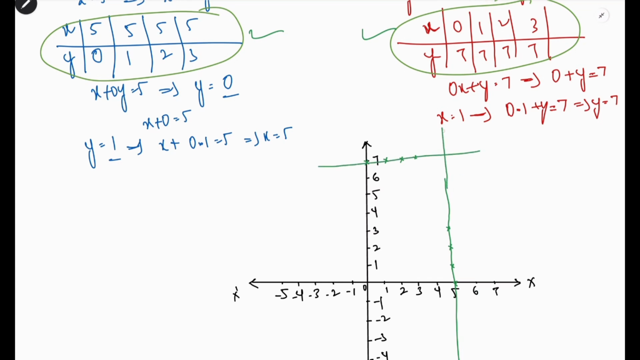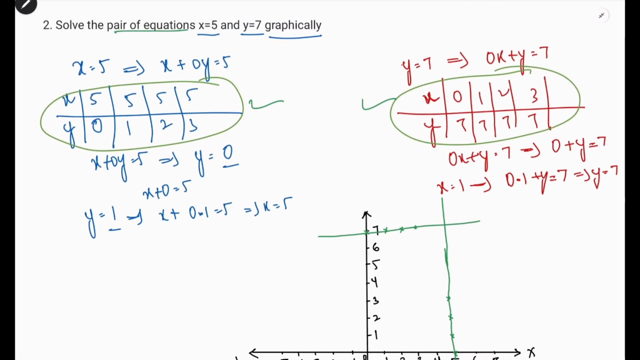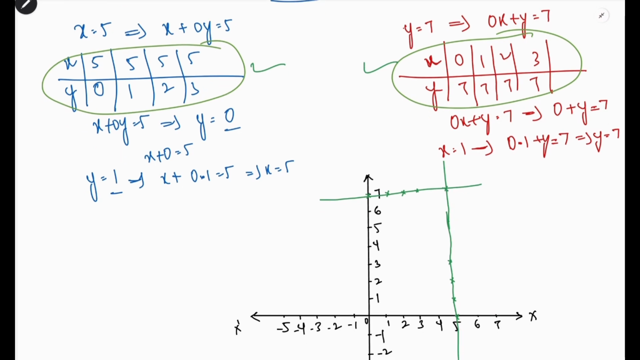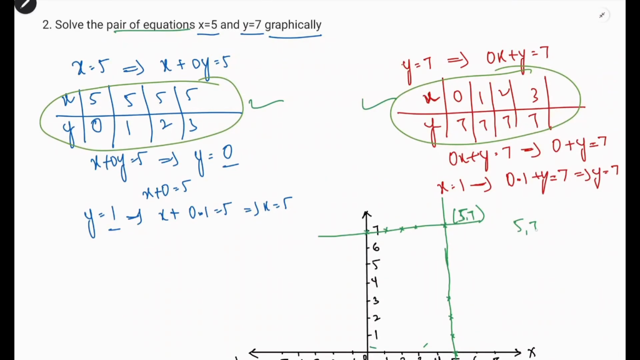Now we will extend this line. So this pair of equations are meeting at one point. These pair of equations are consistent. So what is this point? It is 5, 7. See, the x-axis is 5 units and the y-axis is 7 units. So 5, 7 is the solution.